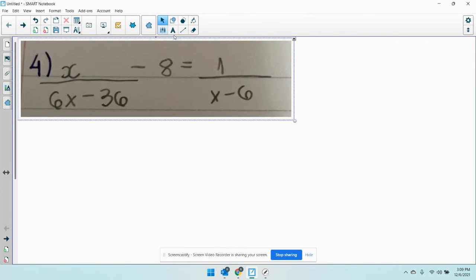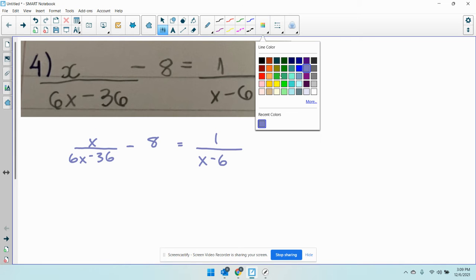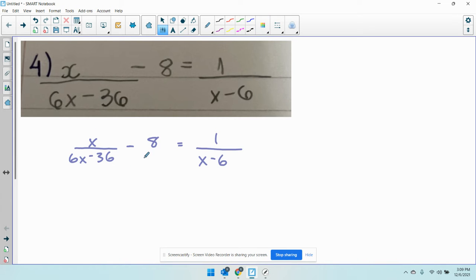So I'm just going to start by rewriting this. I have x over 6x minus 36, minus 8, equals 1 over x minus 6. Kind of like I did with the last example, I'm going to start by factoring everything I can. Nothing here factors, so the only thing I can really factor is the bottom here. I'll rewrite it again.